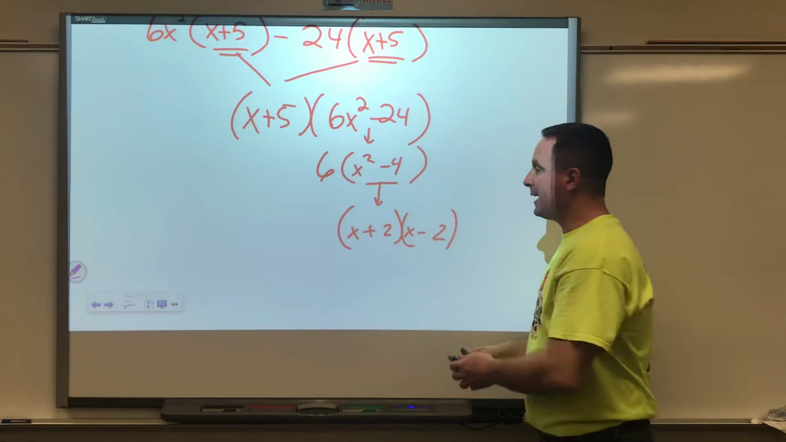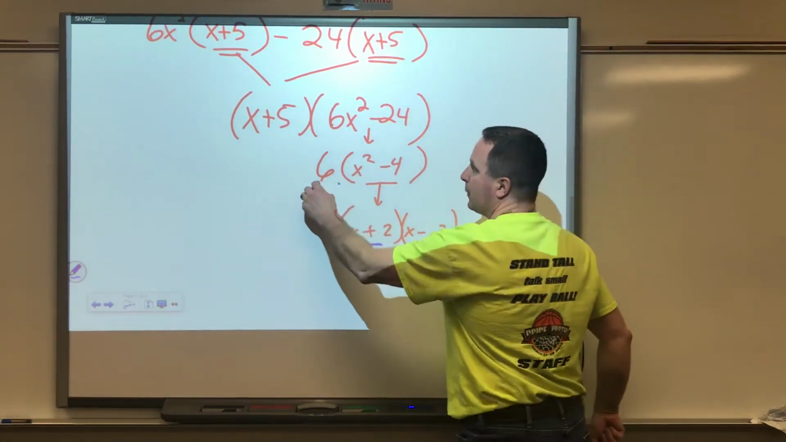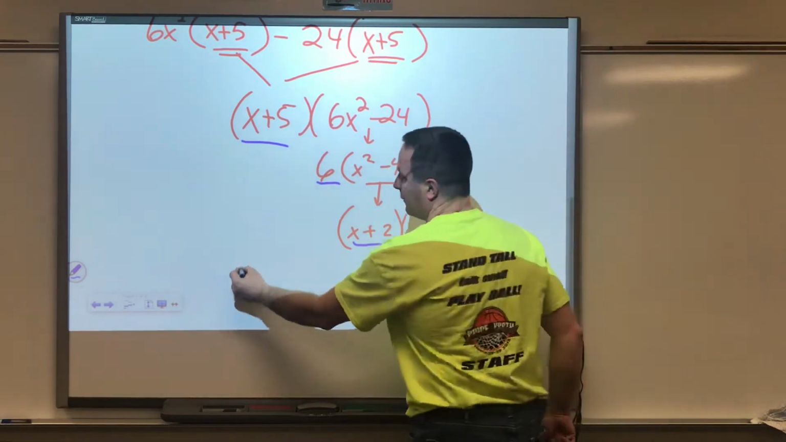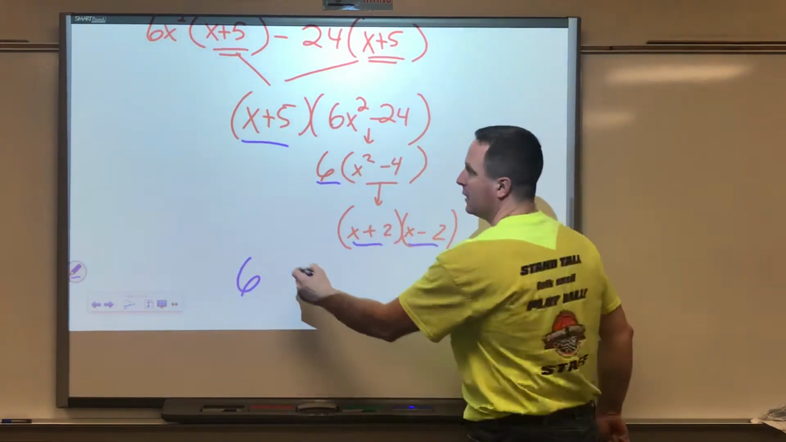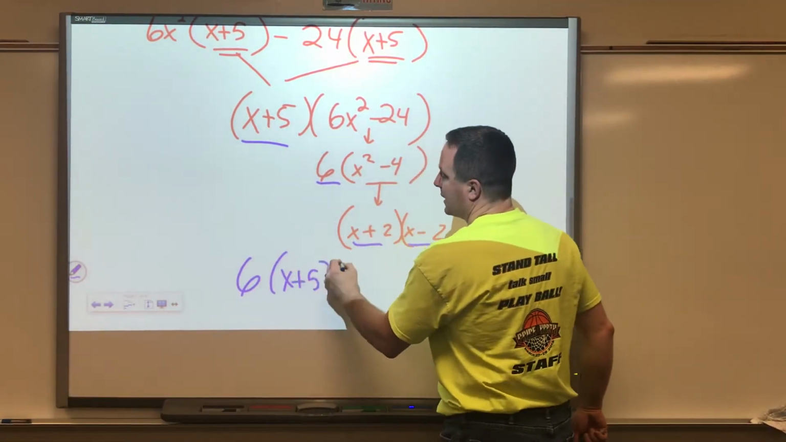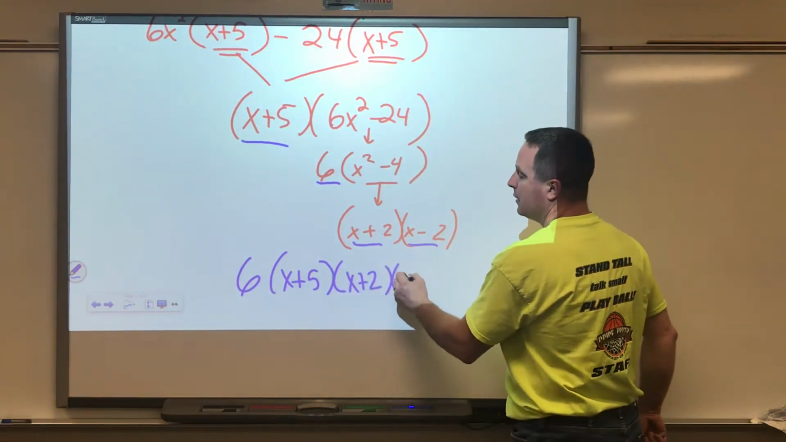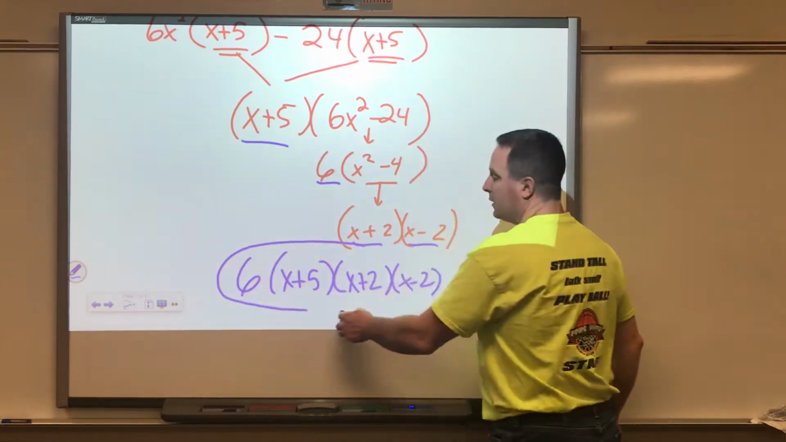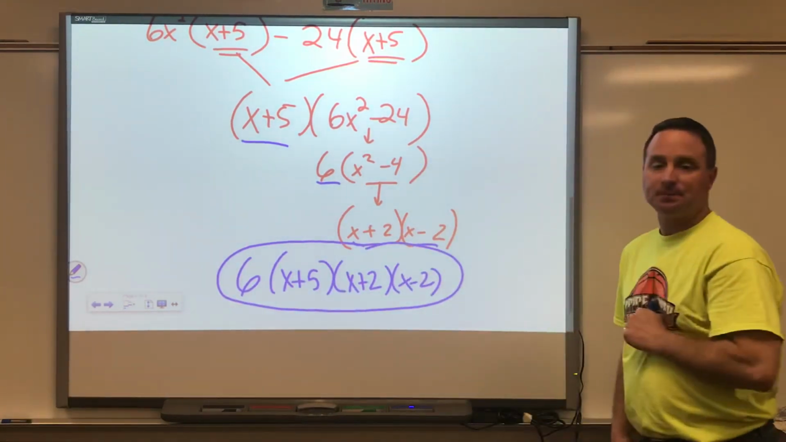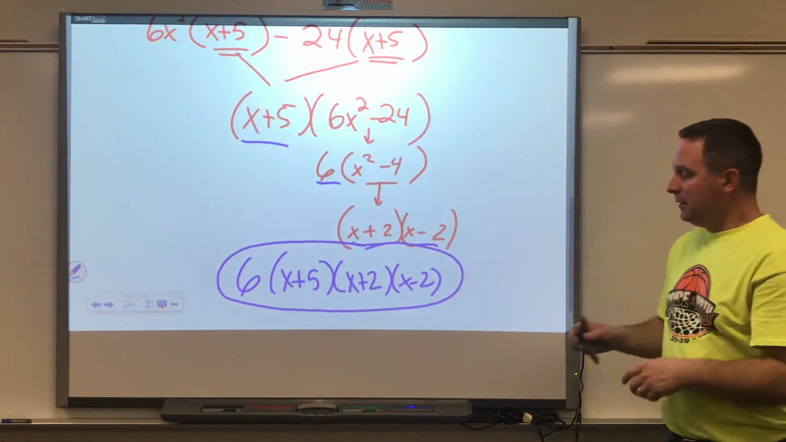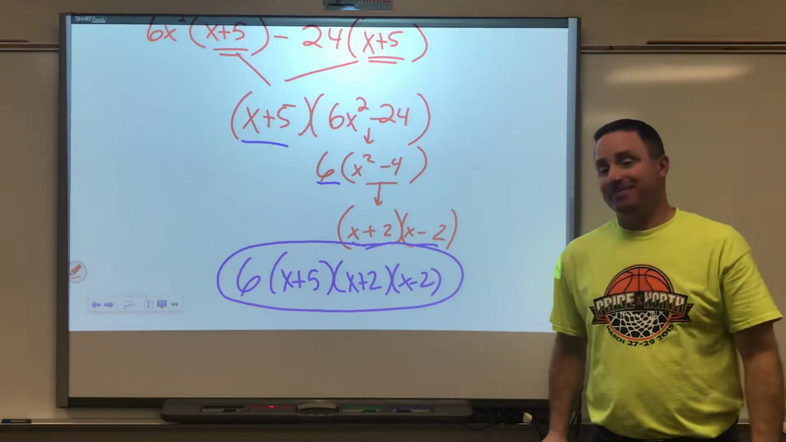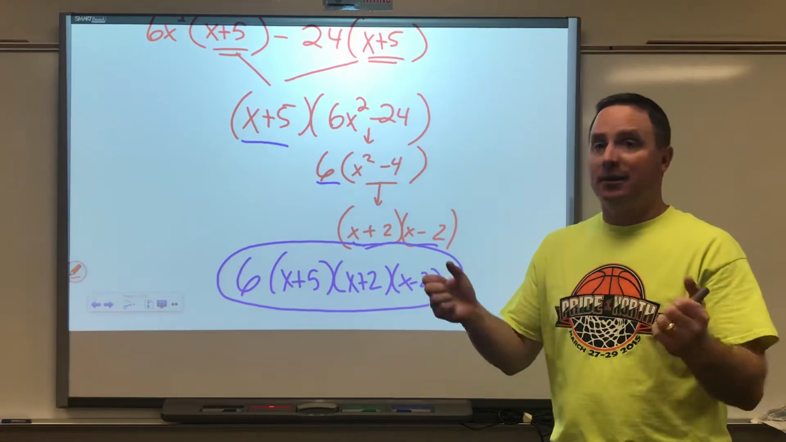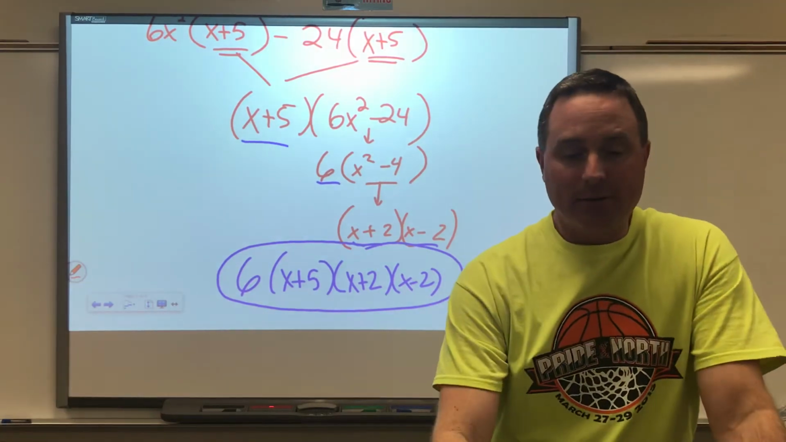So what do I have for an answer here? I've got 1, 2, 3, 4 parts again. And you can write them in any order. I guess it'd be best if you could write, I like writing the big number out front. And then the rest of the terms can be in any order. X plus 2 and x minus 2. But it has all 4 different pieces. Okay? So factoring is a fun thing. It takes a little bit of practice, but once you get the hang of it, it's not so bad. Okay, that was by grouping.